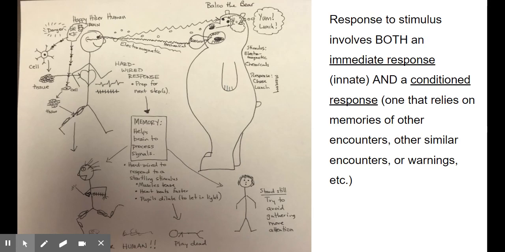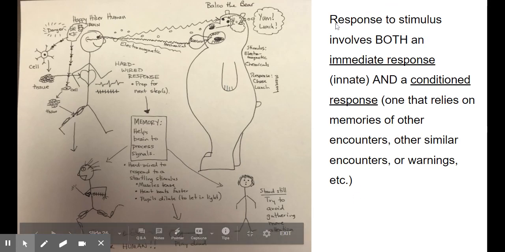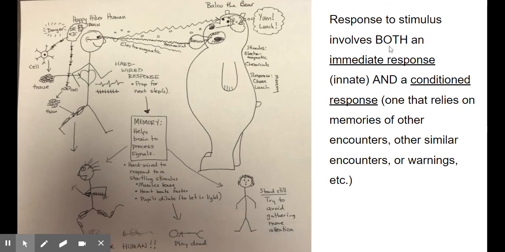The last thing that I want to talk to you about is this last slide. A response to a stimulus involves two things. There's an immediate response, which is innate, and there's also a conditioned response. That is one that relies on memories of other encounters, similar encounters, maybe warnings, maybe things that they've seen, maybe imaginations, maybe stuff that you've heard or been taught. So there has to be some kind of stored information for this conditioned response. A response to a stimulus will almost always involve both an immediate response and a conditioned response.